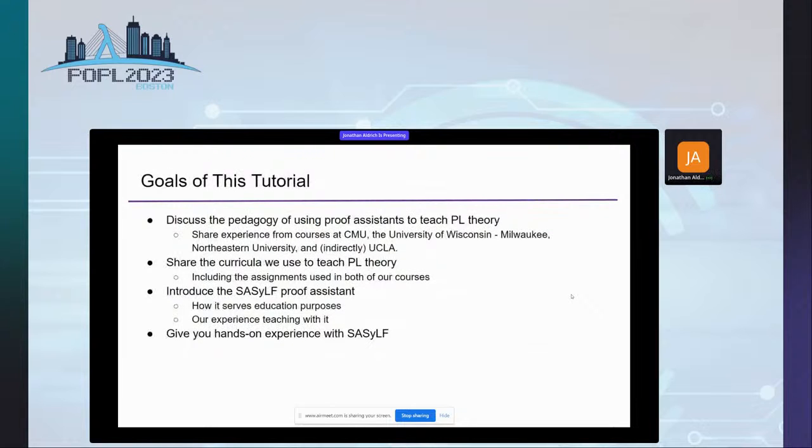So here are our goals. We're going to discuss some pedagogy, share our experience from the courses, share the curricula we use to teach PL theory, introduce Sassy Elf, and give you some hands-on experience.